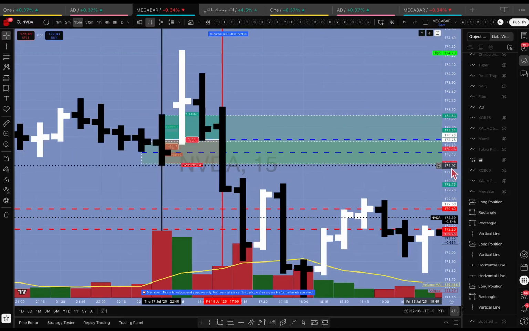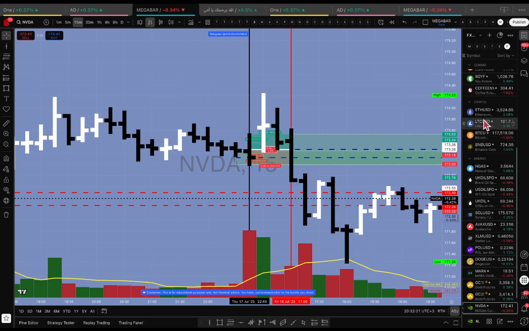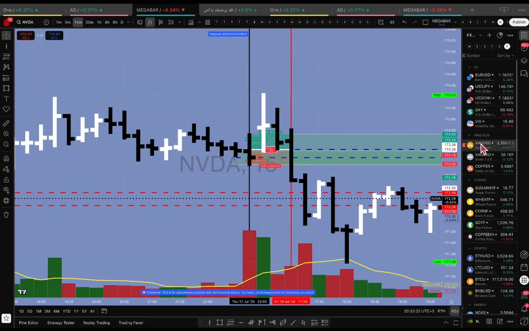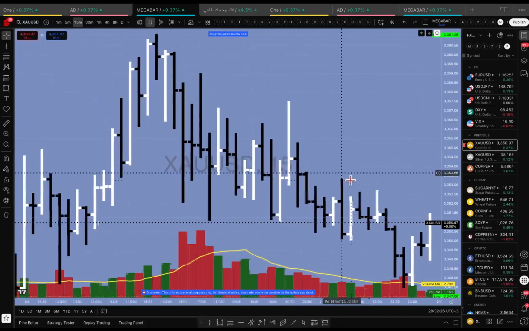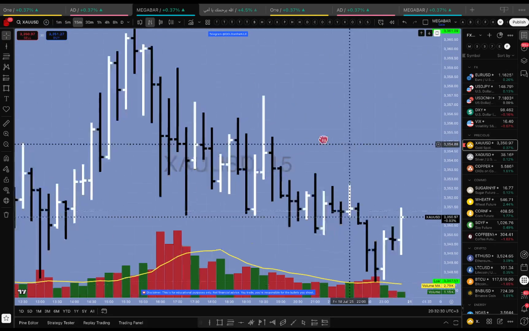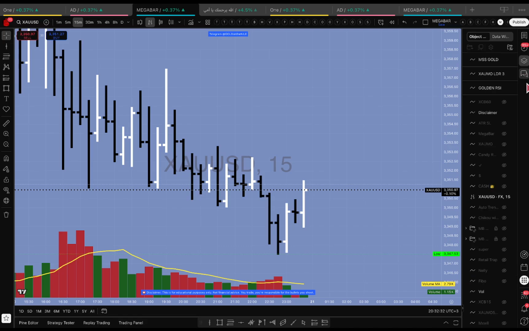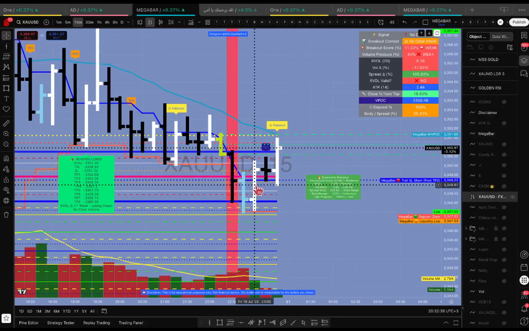Okay, let's check something else. Let's do gold here. All right. Let's do the 15 minutes. Let's make sure that we are on 15 minutes. Let's go back here and make our mega bar. Here's the mega bar.